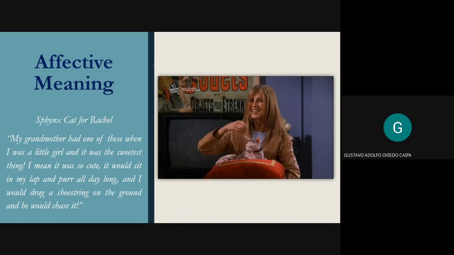So the term cat, or specifically Sphinx cat, brings very good memories for Rachel, memories of her childhood, memories of her grandmother. So we can say that that is also affective meaning. It brings good memories to her. So in this piece of the conversation, we can clearly see the emotions that cats, but especially Sphinx cat, bring to Rachel. All right.